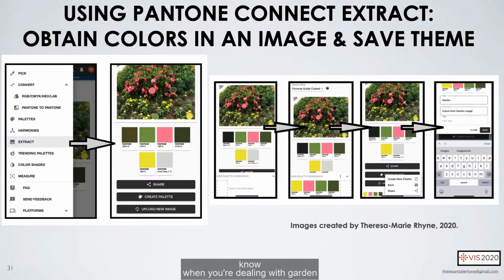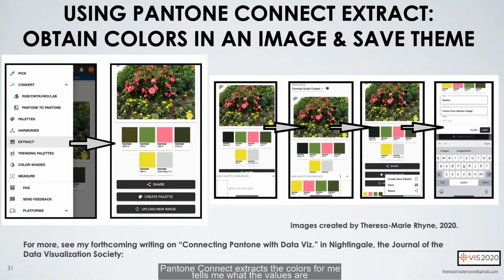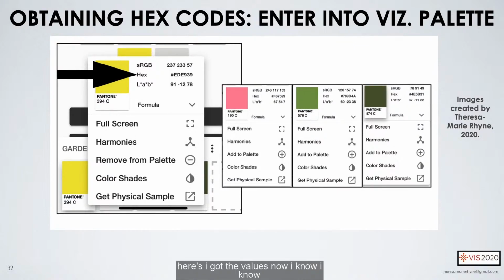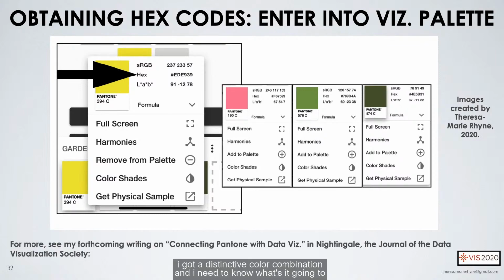Now, when you're dealing with garden visualizations or when you're dealing with landscaping type stuff, the neutral color is the green because there's a lot of green, and the colors that pop out are the flowers or the floral arrangements. That's going to be yellow and pink and those types of things. So you're going to have a lot of green combinations with it. But, okay, Pantone Connect extracts the colors for me, tells me what the values are. Here I got the values now. I'm going to bring this in. I got a distinctive color combination, and I need to know what it's going to look like with some visualization capabilities here.